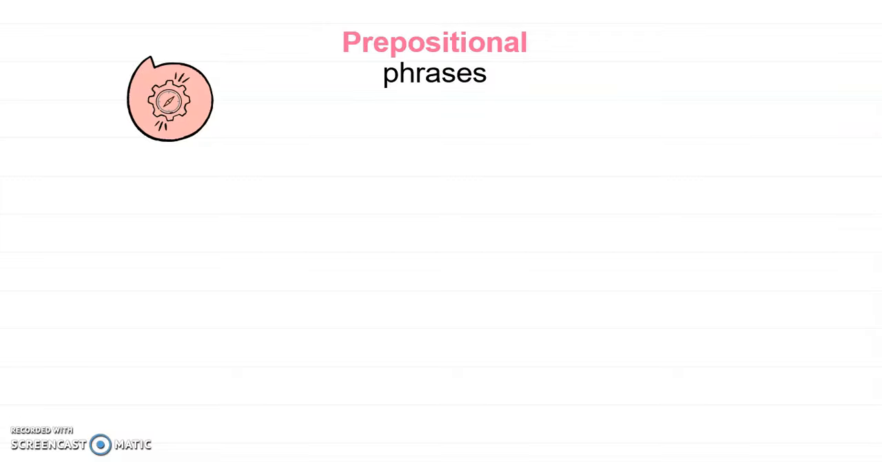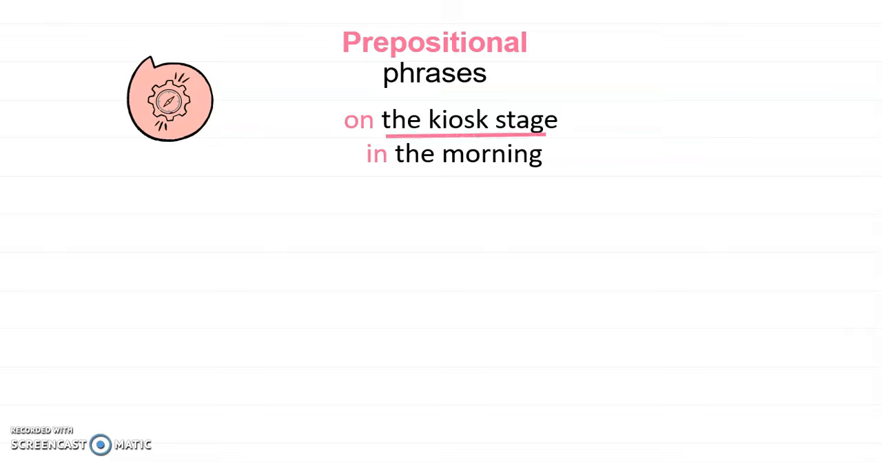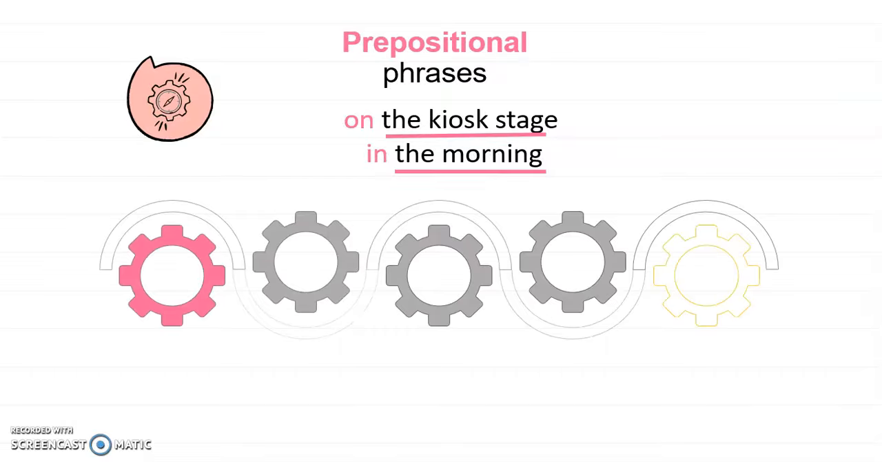Prepositional phrases. On the kiosk stage and in the morning are prepositional phrases. They start with a preposition and they have a complement. Again, you can see a pattern here. The kiosk stage and the morning are noun phrases.